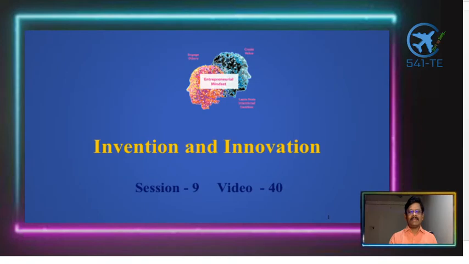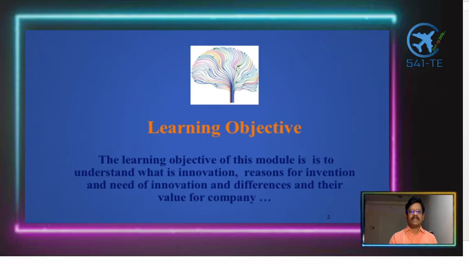In this module, in continuation of our previous module, which was just to understand how innovation is closely related to the entrepreneurial mindset, we are going to discuss invention and innovation. We will understand what innovation and invention are. The objective of this module is to understand innovation and invention, the reasons for and need for invention, the differences between invention and innovation, and their value for a company. These are the main key issues that we are going to discuss in this module.